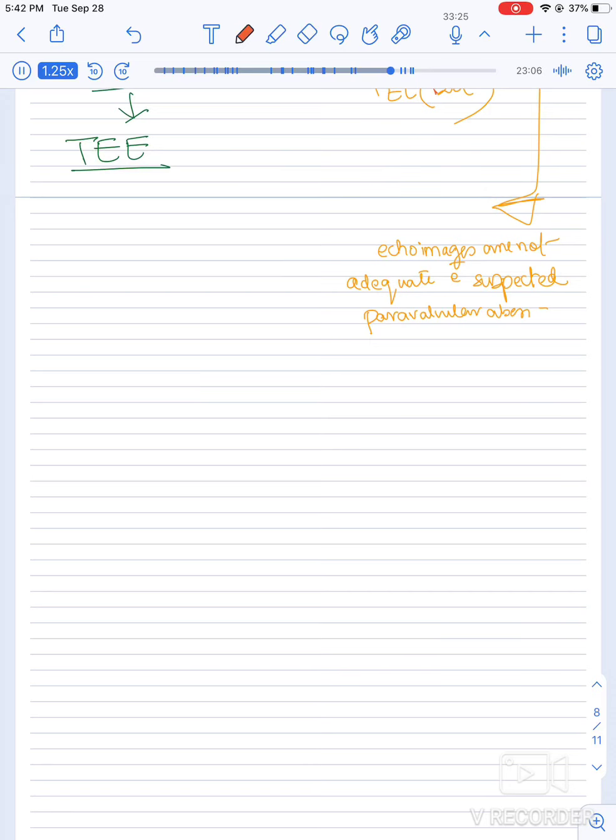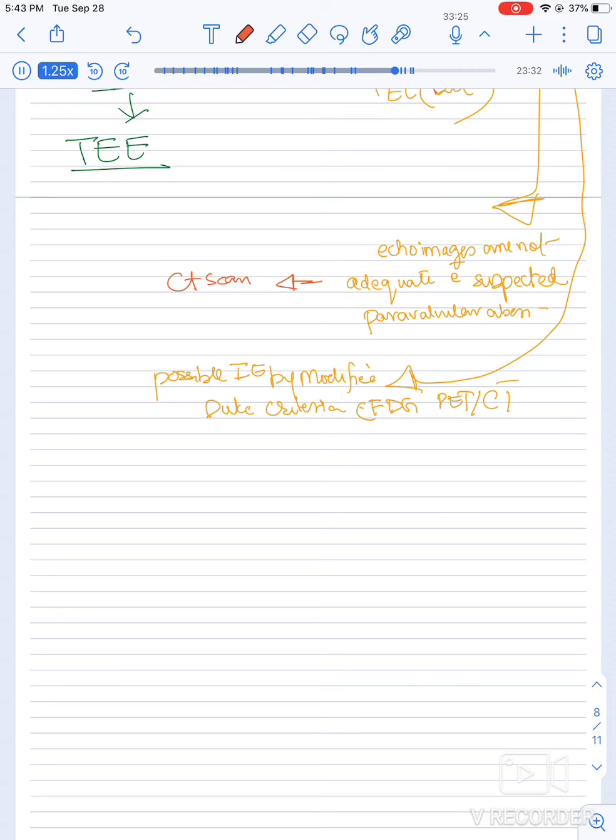And then we can also consider FDG PET-CT in patients who have possible infective endocarditis by modified Duke criteria. In those patients, you can consider FDG PET and CT.